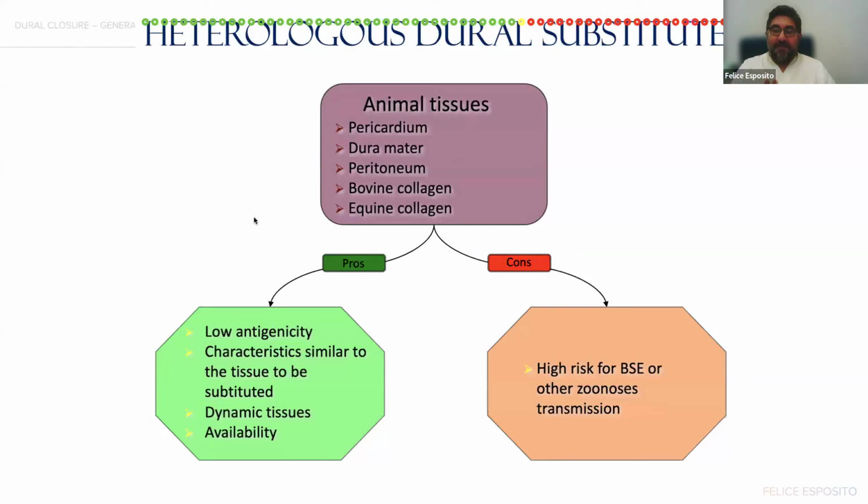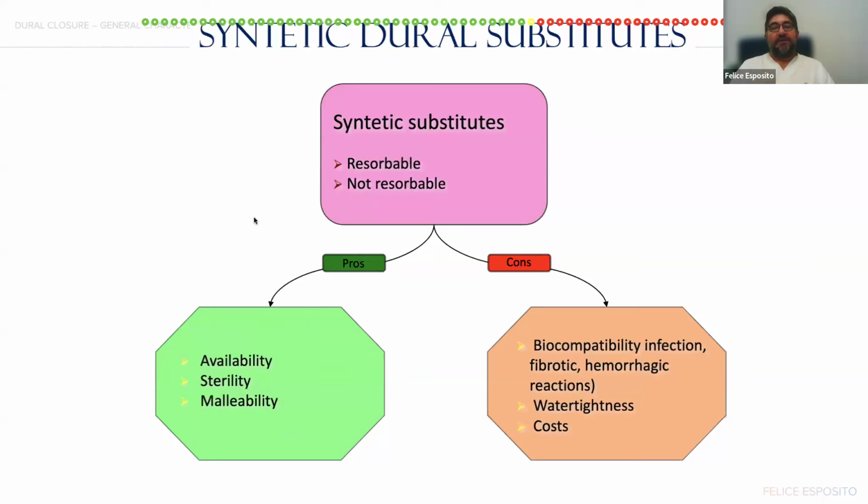They are dynamic tissues. I mean that they promote neodura formation. They are highly available because we may use more than one different graft. And on the other side, there are some theoretical risks of zoonosis transmission. And we have different possibilities in using synthetic substitutes, either resorbable and non-resorbable.